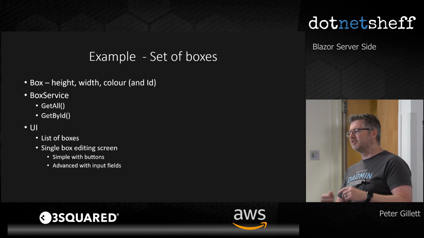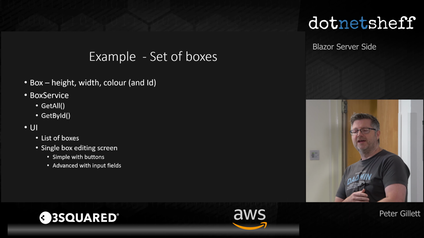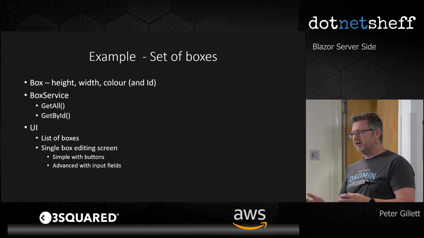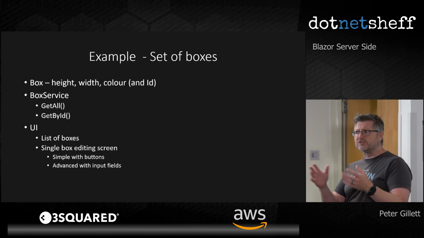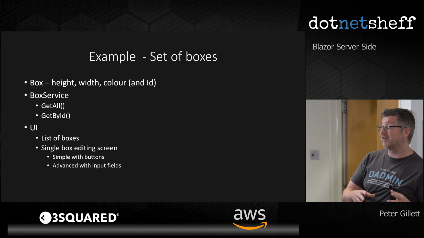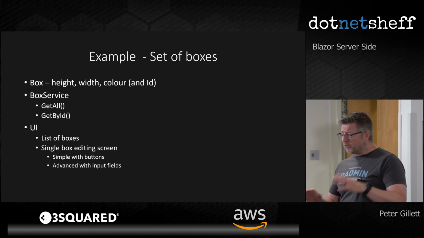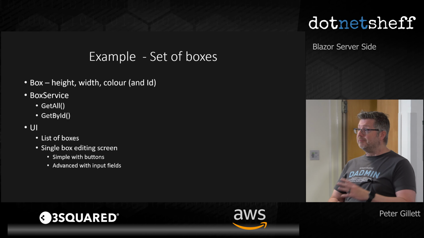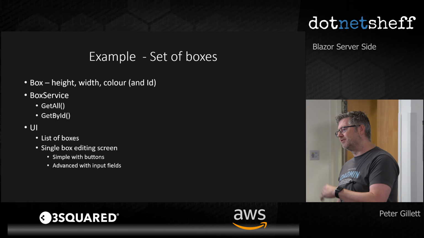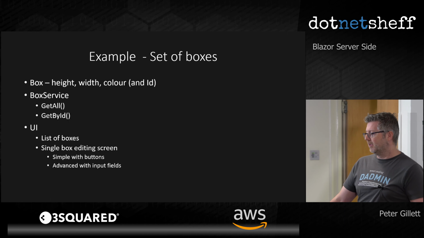I've got a box service, which allows me to get all the boxes and get a box by its ID. And then in the UI, I'm going to put a list of boxes on the screen, and we're going to do an editing screen, which has simple buttons on it to edit it, and also an advanced one where you've got actual fields where you can edit them as well. Not worried about adding more boxes, deleting them, any sort of validation or anything like that. That's not the purpose of this example.